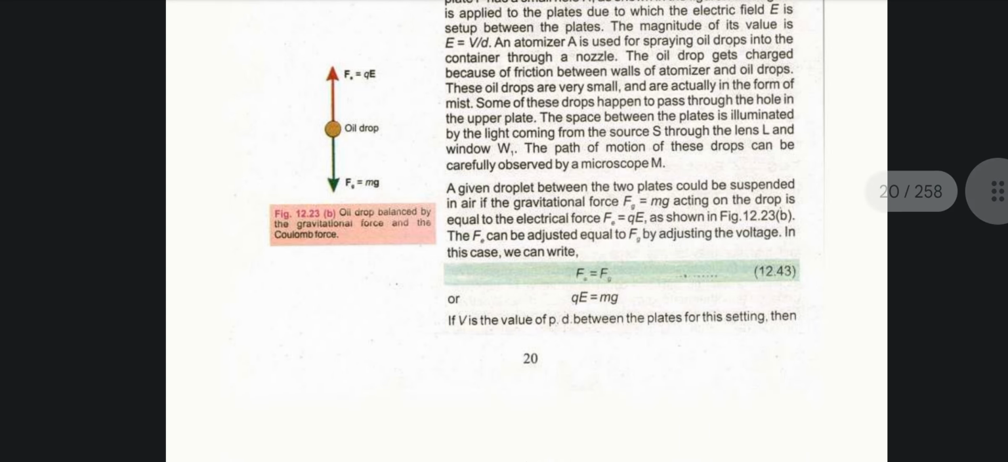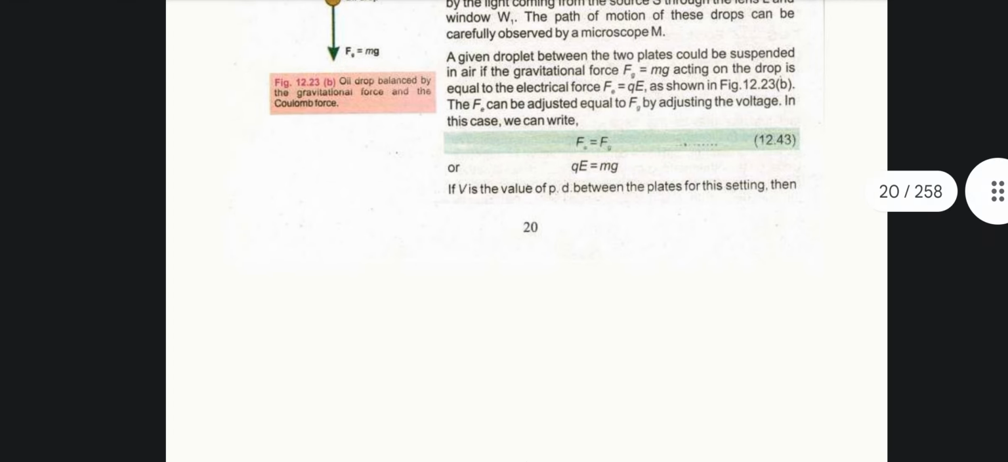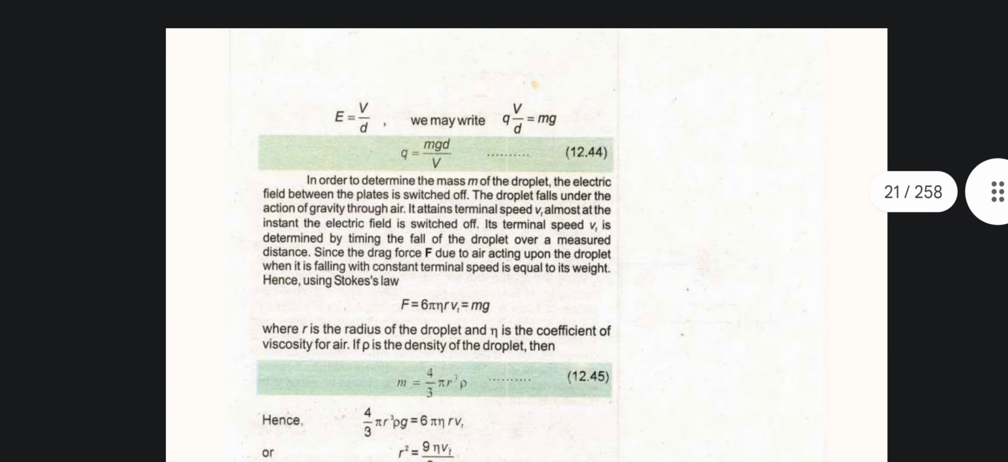A given droplet between the two plates could be suspended in air if the gravitational force Fg equals mg acting on the drop is equal to the electrical force Fe equals qE, as shown in figure 12.2.3b. Fe can be adjusted equal to Fg by adjusting the voltage. In this case, we can write Fe equals Fg, qE equals mg. If V is the value of the potential difference between the plates for this setting, then E equals V upon d, and we may write q V upon d equals mg, so q equals mgd upon V.